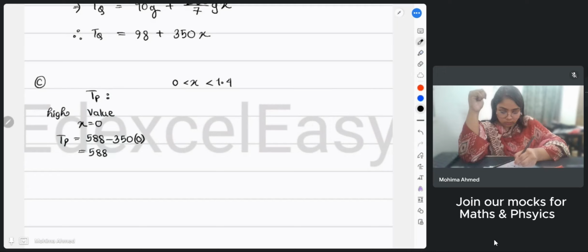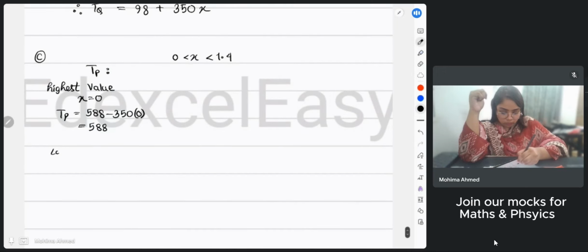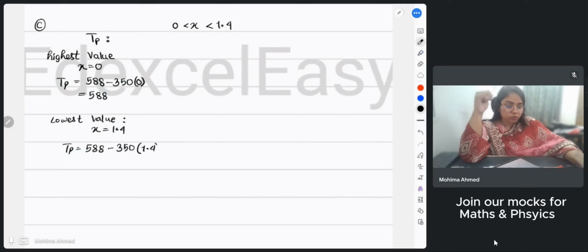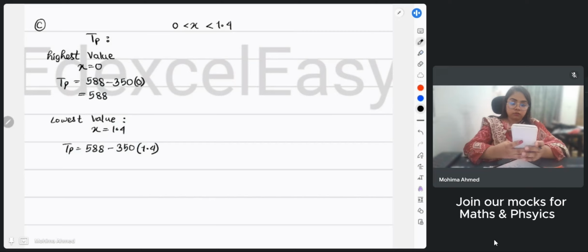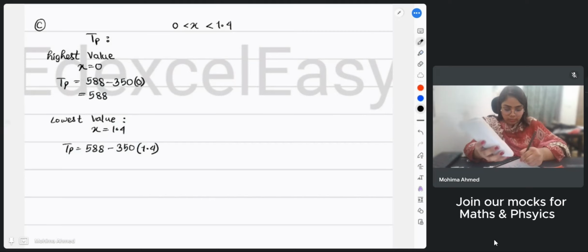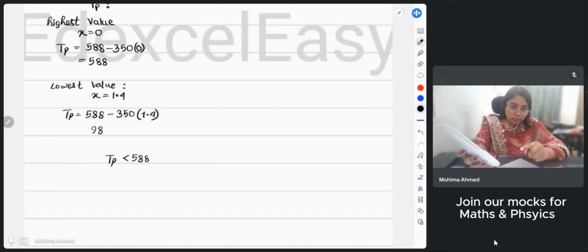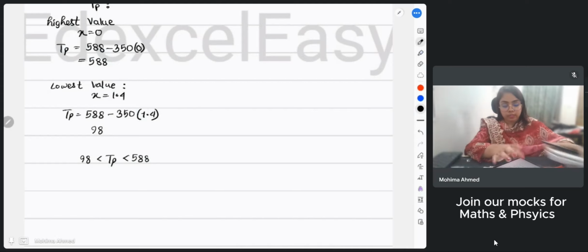And again, if you want to find out the lowest value, that is going to be for the value of x as 1.4, and TP in that case is going to be 588 minus 350 multiplied by 1.4. That is 98, right? So in that case, TP can range between 588, it should be smaller than 588 and greater than 98. Okay. And then again, we're going to do the same calculation for TQ also.